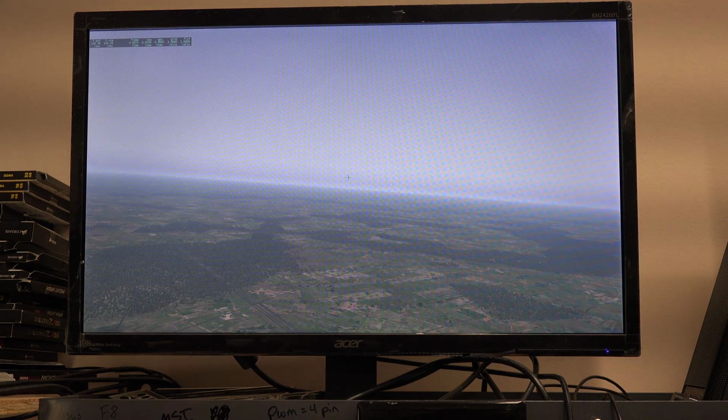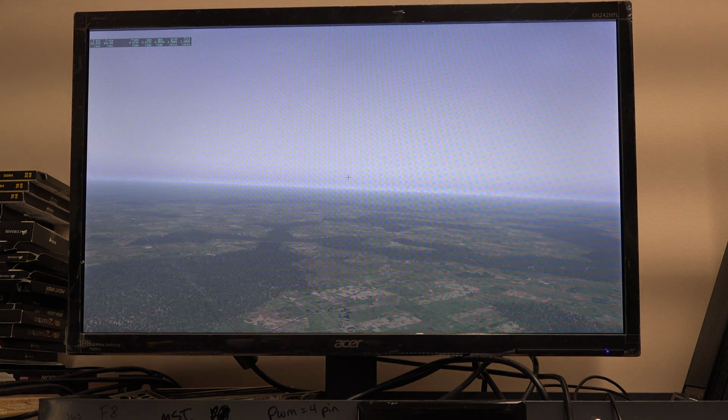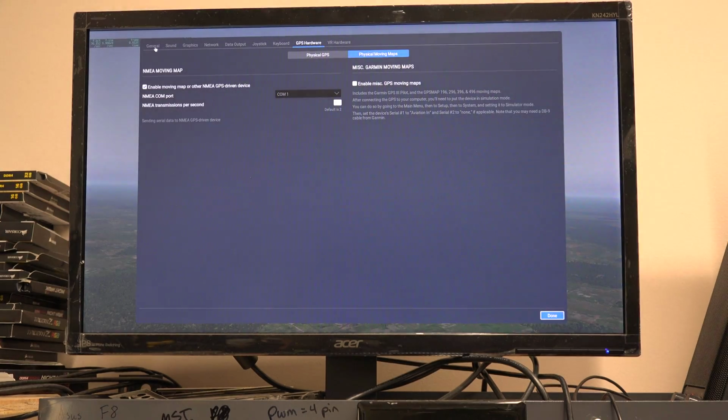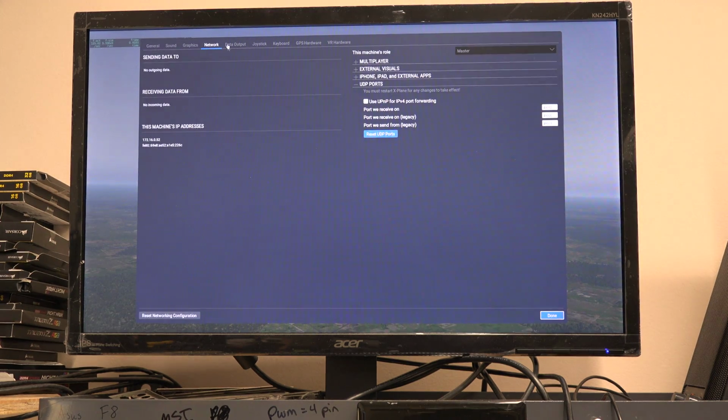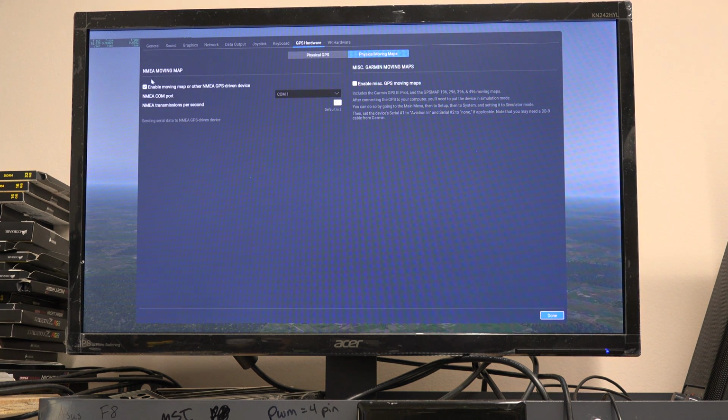Well, I started going through all the options. I removed plugins. I did all the normal things trying to figure out why this thing is pausing, until I got down to going through all of these options here, because sometimes customers like to go through here and just check boxes for things and they don't know what they do. Well, I got over to GPS hardware and this thing here was checked. NMEA moving map, the box was checked, and it's something that connects to COM1, which this computer doesn't even have. So I know this shouldn't be checked.